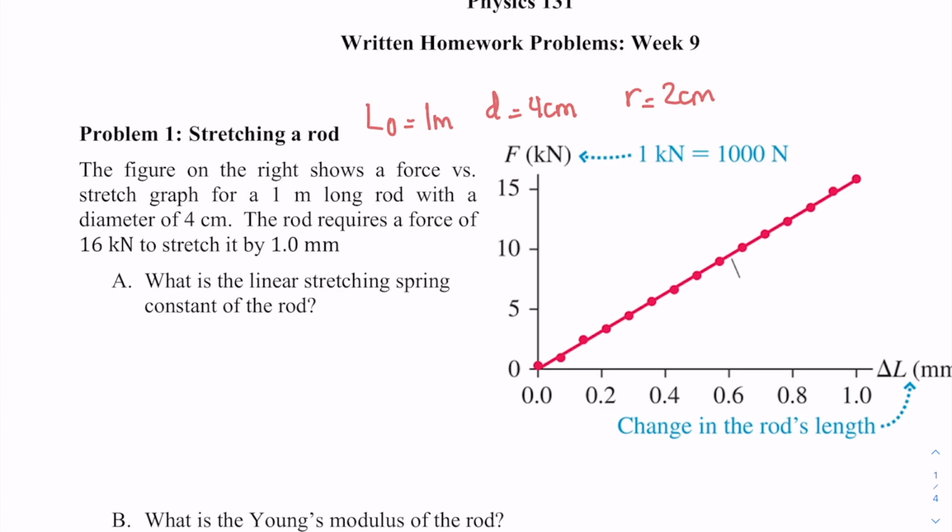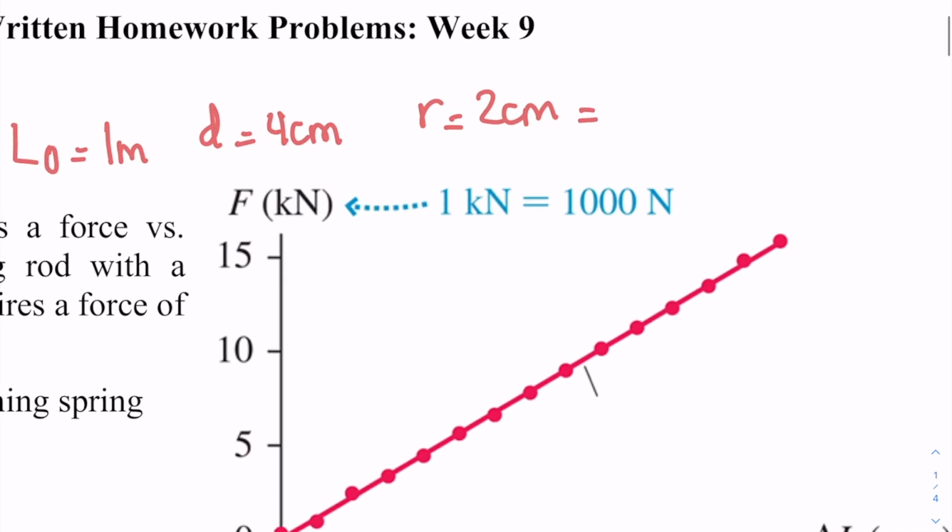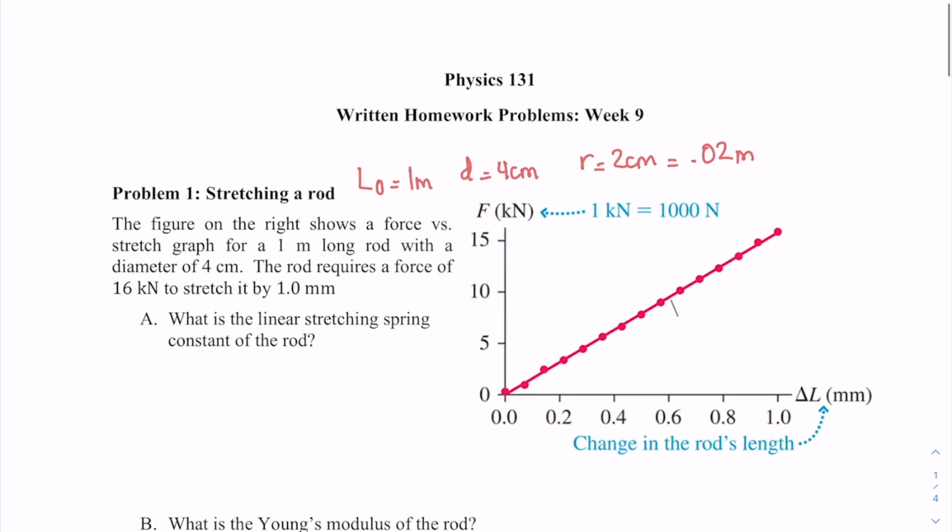And with any of these equations you want everything in SI units, so we want to convert this from centimeters to meters, right? So this should be 0.02 meters for our radius. And then the rod requires a force of 16 kilonewtons to stretch it by 1 millimeter, which is exactly what we're observing here. 16 kilonewtons to stretch it by 1 millimeter, right?